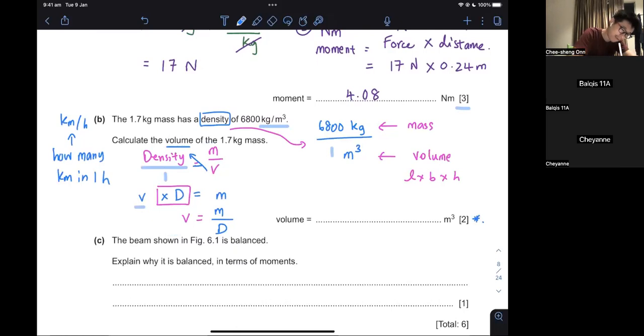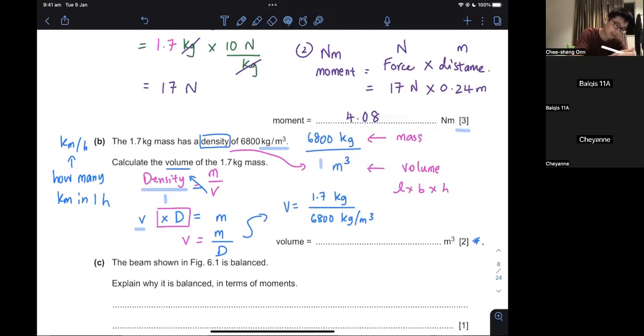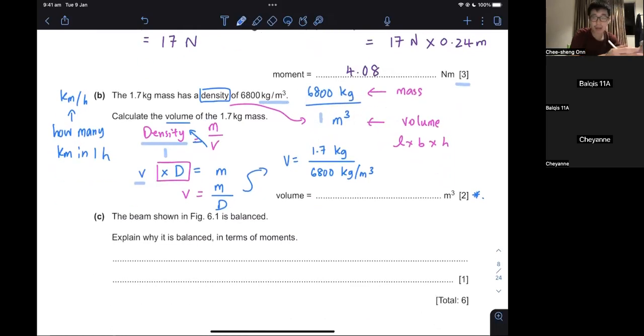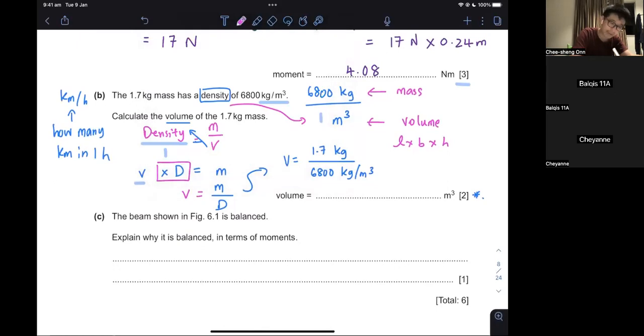Now, I have gotten my formula. So once I have my formula, V is equal to your 1.7 kilogram divided by 6,800 kilogram per meter cube. Now, you don't really have to write so much in your working, but I just want you to see what is actually happening. You can press a calculator now, 1.7 divided by 6,800, and your calculator should give you an answer which seems a bit funny, but you should know how to write it on your calculator. Your calculator shows you 2.5 times 10 to the power minus 4.